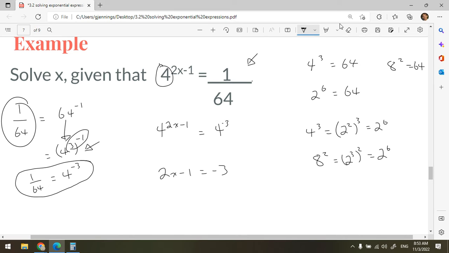Yeah, there. So then I know that 2x minus 1 is equal to minus 3. So add 1 to both sides gives you 2x equals negative 2. And then divide both sides by 2 to find that x equals negative 1. There's our answer.